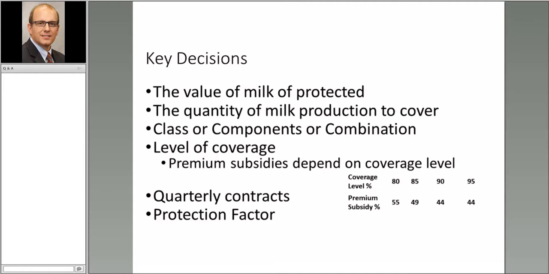And finally, the last decision would be the protection factor, simply increasing or decreasing that protection factor associated with that index production level. So 6 key decisions that a producer has to make and really has to think about as they go through this process of analyzing Dairy Revenue Protection.